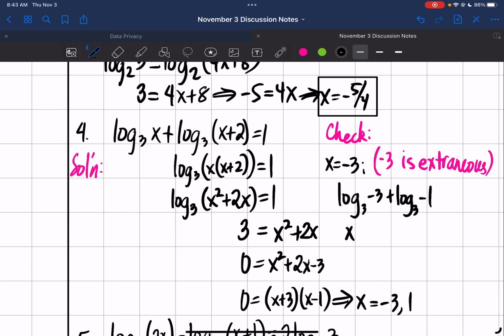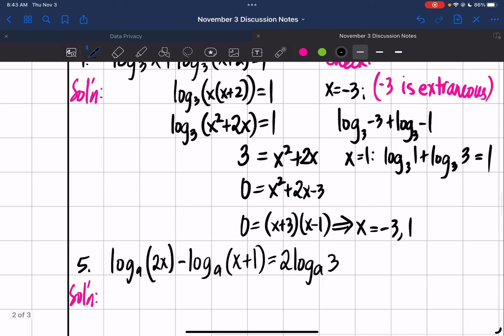So let's check now if x equals 1. If x equals 1, what we'll get here is log of 1 base 3 plus log of 1 plus 2. So this is 3 base 3. This one, class, would give you 0. Then this one is equal to 1. So we get equals 1, which is what we want in our equation. So the only solution here, class, is x equals 1.